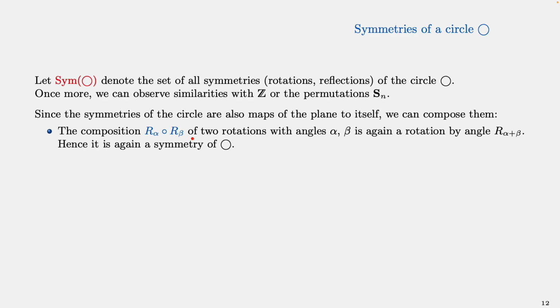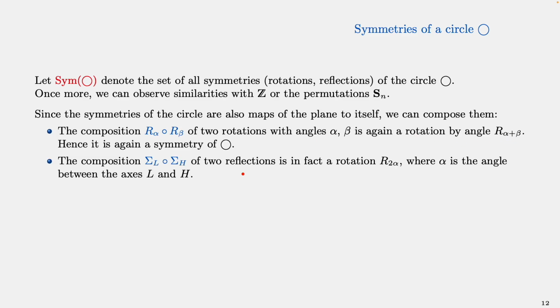That makes sense. You first rotate by an angle beta and then you rotate by an angle alpha. That's exactly the same as if you had rotated once by the combined angle. Now, which may not be so obvious, but in fact is true, if you compose two reflections, let's say sigma L and sigma H, across axes L and H, then what you get is a rotation r 2 alpha, so by twice the angle alpha that is enclosed between the two axes L and H.